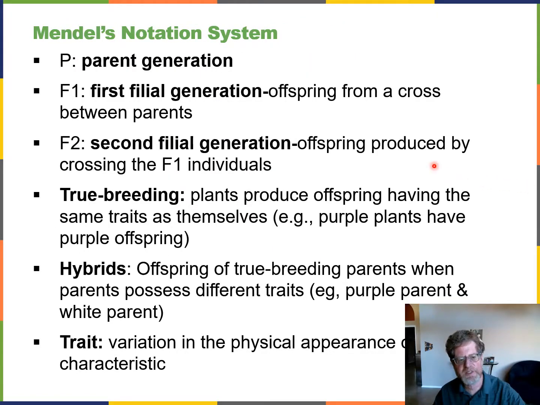If you haven't had Mendelian genetics before, there's a lot of notation. It's not complex, but there's sort of a learning curve. P is the parent generation. F1 is the first offspring or first filial generation. F2 will be the second filial generation.